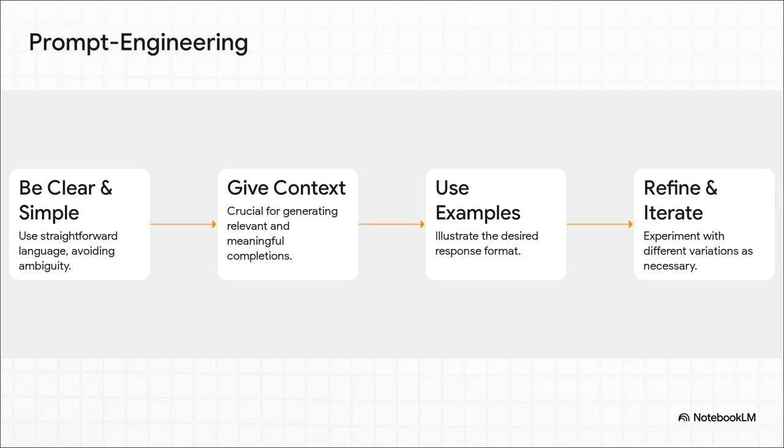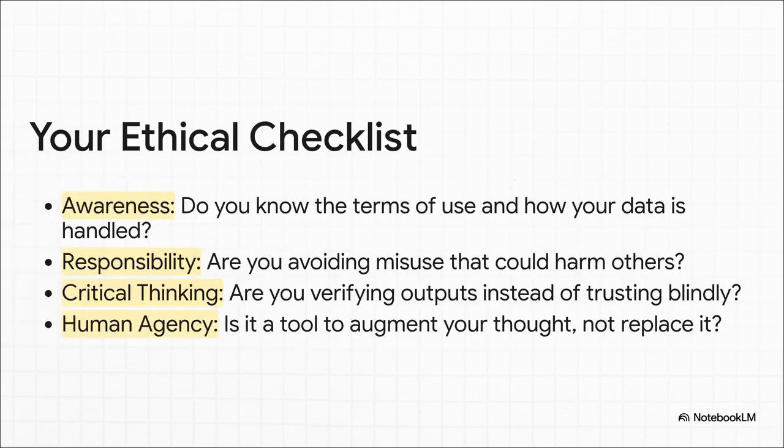Now, to get anything good out of an AI, you have to learn how to talk to it. That skill is called prompt engineering. The trick is to be super clear and simple. Give it context, give it background. You can even show it an example of what you want. And most importantly, you have to refine and iterate. Don't just take the first thing it spits out. Play with it.